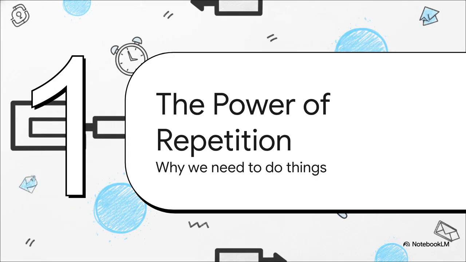So why do we even need to repeat things in our code? Well, because doing things manually is slow, boring, and honestly, a recipe for disaster. Imagine trying to process 1,000 user profiles one by one. Loops are what save us from that nightmare.